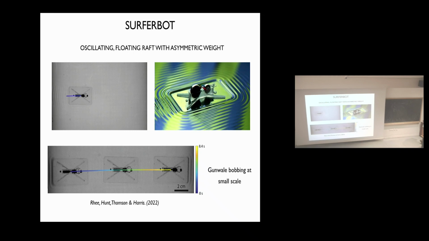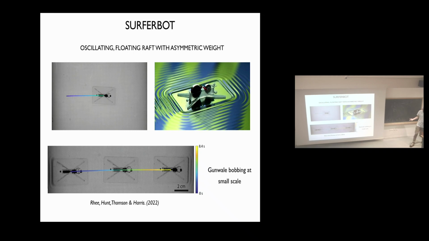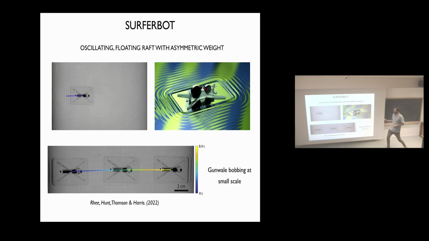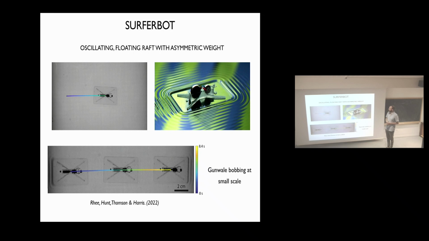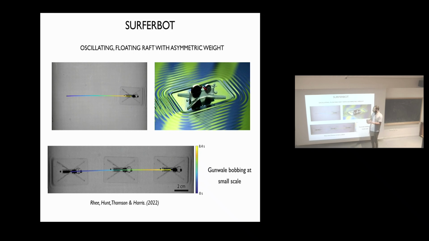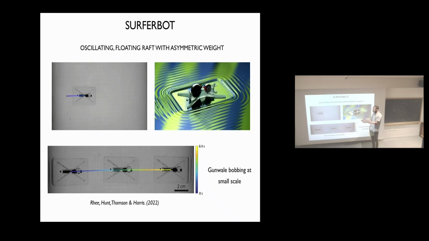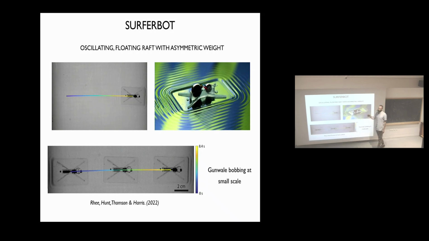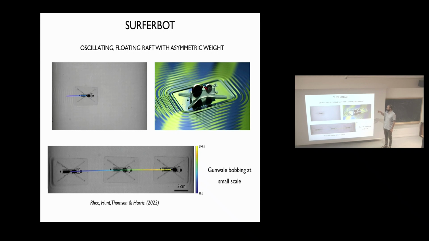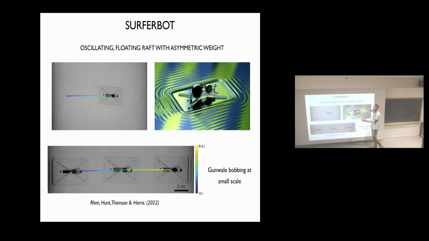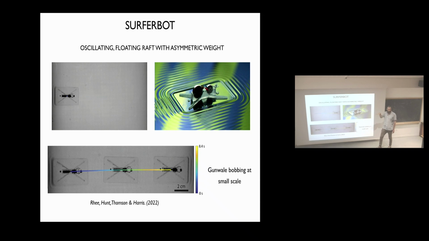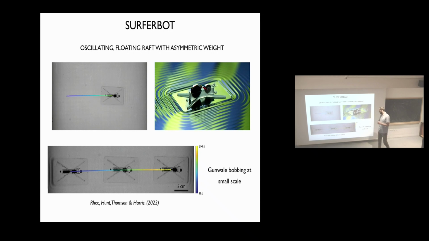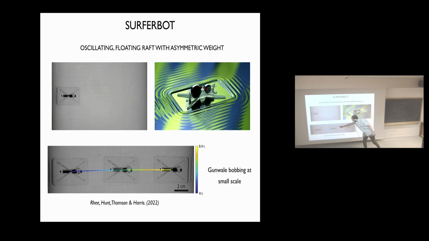Okay, so the final part of the talk is about SurferBot. SurferBot is basically gunnel bobbing on a really small scale. These are some experiments that a friend of mine at Bristol did. He created this very small robot, which is 5 centimeters long, and it has this little asymmetric motor on it. These oscillations create some capillary waves, and the SurferBot starts surfing on its capillary waves. So it's the same idea as gunnel bobbing, but on a much smaller scale. And here you can see the SurferBot just cruising forward.